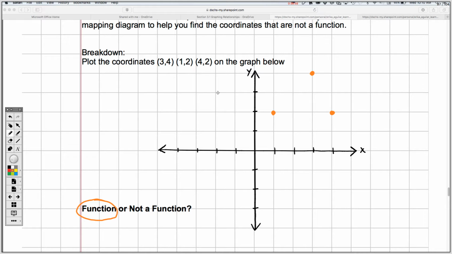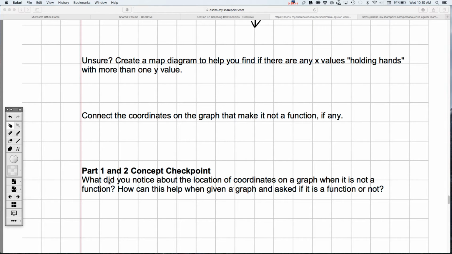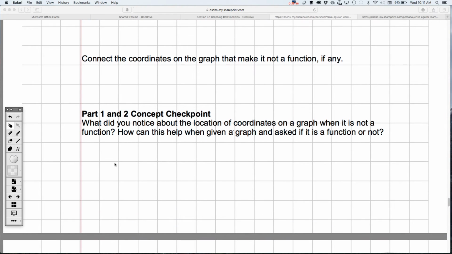What do you notice now, going back and forth between the two, of how you could have a test to show whether it's a function or not a function? So here's your question that you have to answer right now. What did you notice about the location of coordinates on a graph when it is not a function? How can this help when given a graph and asked if it is a function or not?